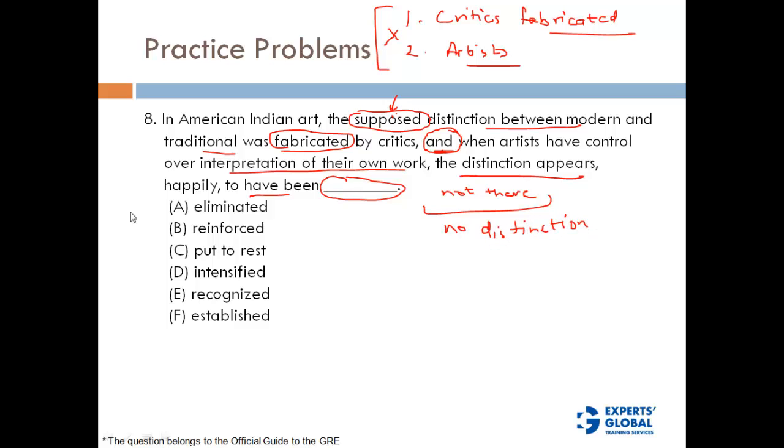Correct? Look at the options. Eliminated, yes, this fits in the context. Reinforced, no, we are looking for a negative word which will give us the impression that there is no distinction. Put to rest, yes, put to rest means that there is no distinction. Intensified, not correct. Recognized, not correct. Established, not correct. So the only two choices we have are A and C. Both of them give the impression that when artists control their own interpretation, there is no distinction. The distinction has been eliminated or put to rest. So both these words fit in this context. The correct answer is A and C.